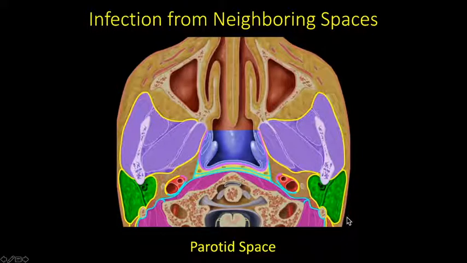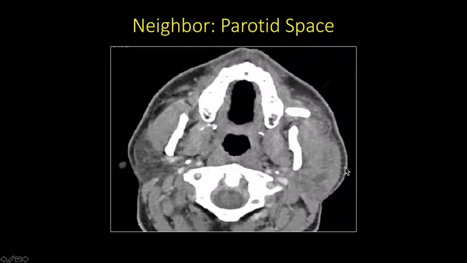Infection can come from other spaces. You see here in this cartoon, the parotid space is immediately posterior to the masseter. So corresponding to that picture, here's a patient with a large sialolith in the distal parotid duct, and they have a rip-roaring parotitis with inflammation of the adjacent masseter as well.